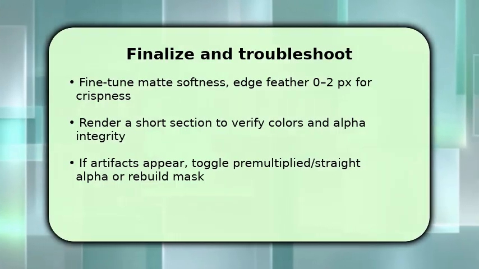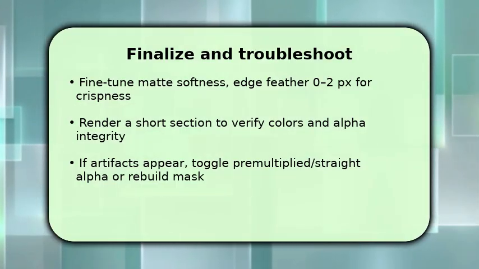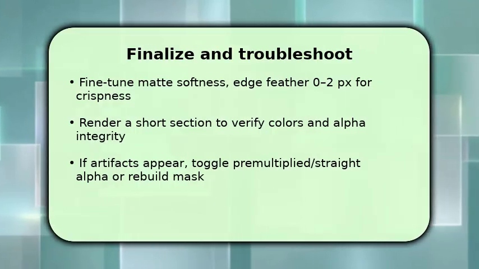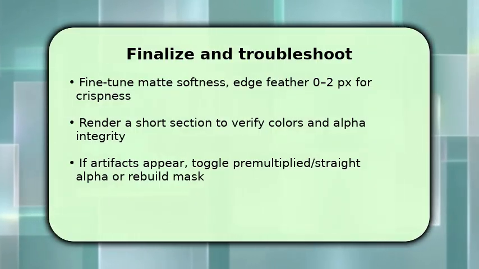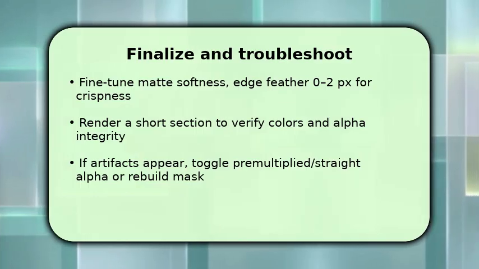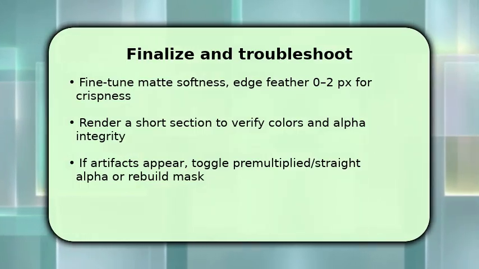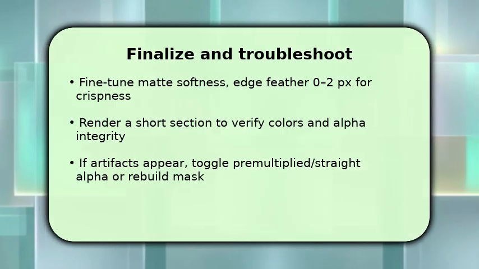If you see artifacts or color shifts, make sure your nodes use the correct premultiplied versus straight alpha setting, and if needed, rebuild the mask with bitmap at higher resolution. One troubleshooting tip: disable GPU effects temporarily.